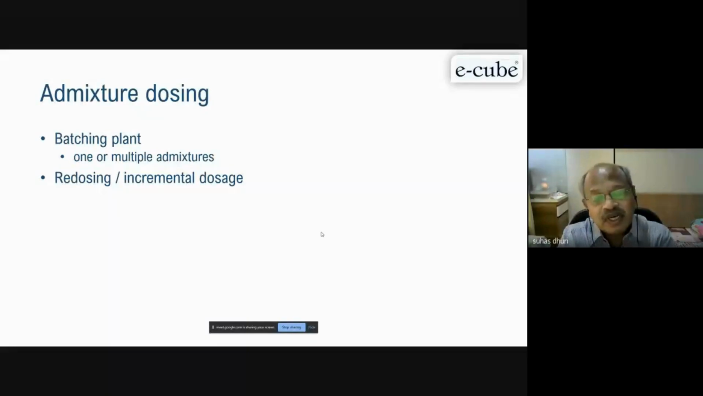Now, in particular concrete, we have one type of admixture where there is a combination of admixtures also. So batching plants are capable of handling one, two, three, or four admixtures at a time. It's possible. Suppose I want a retarder, I can add it separately. Superplasticizer I can add separately, or I can add in combination also. Again, if I want a corrosion inhibitor, I can add it.